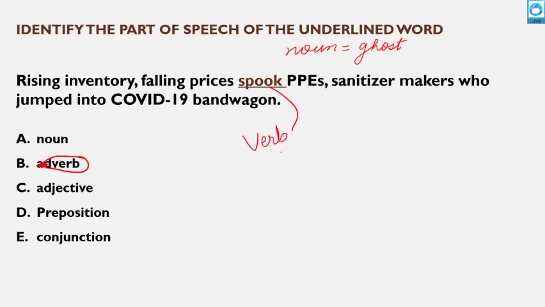I'll just explain it to you. This is a verb because it also means frighten. So who will get frightened because of it? PPE and sanitizer makers. So the people who are making sanitizers or PPEs will be frightened because of the falling prices and the rising inventory. So these people are frightened.